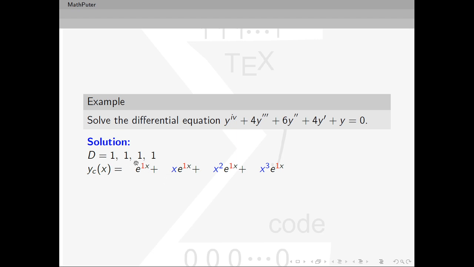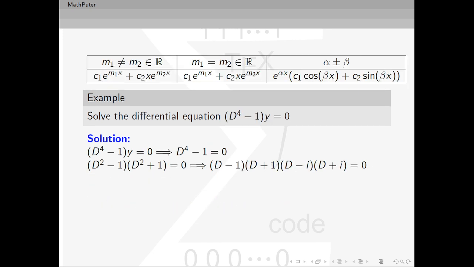This is for equal roots only. For imaginary roots, we have the separate form, e raised to alpha x times c1 cos beta x plus c2 sin beta x. Now these four functions we have, let us multiply by the four constants c1, c2, c3 and c4, where c1, c2, c3, c4 are real numbers. Okay, I hope the idea is clear.